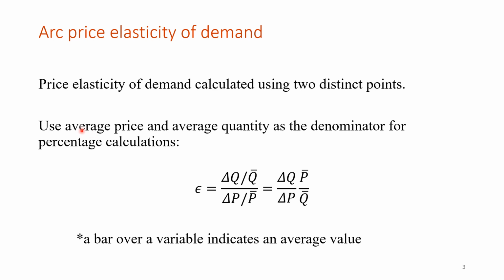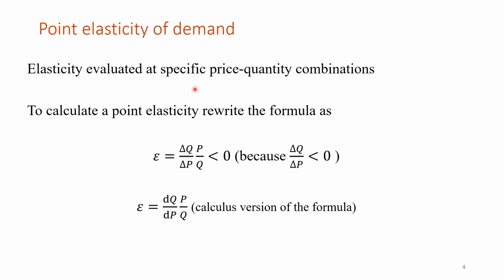So we use the average price and the average quantity in such a way that epsilon is the change in Q divided by the average Q over that range, divided by the change in price over the average price over that range. And we can rearrange that as delta Q over delta P, P bar over Q bar, where the bars indicate an average value. Then the point price elasticity of demand is simply evaluating the elasticity at a specific price quantity combination.